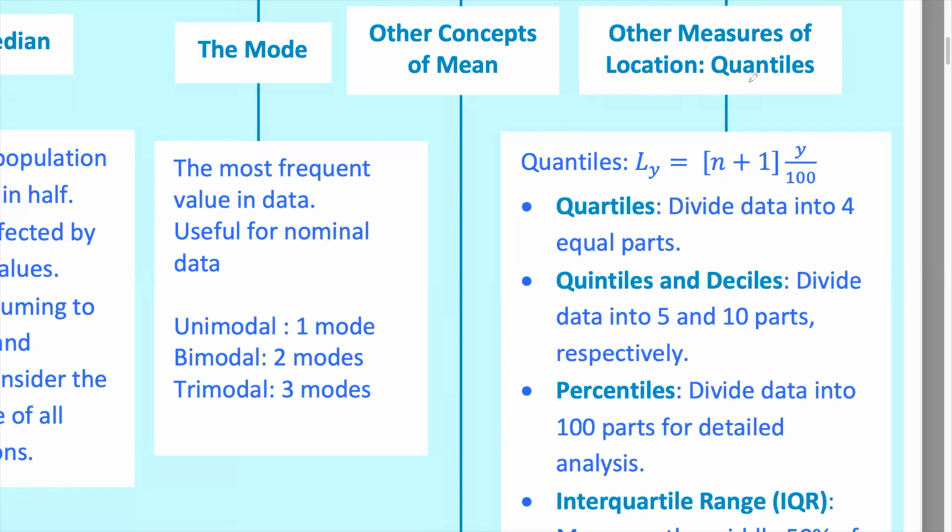Quantiles are values at or below which a certain percentage of data falls. They include quartiles, quintiles, deciles, and percentiles. Quartiles divide data into 4 parts. Quintiles divide data into 5 parts. Deciles divide data into 10 parts. Percentiles divide data into 100 parts.